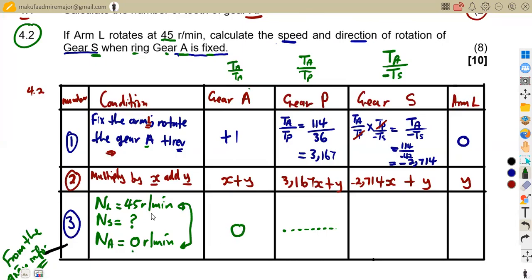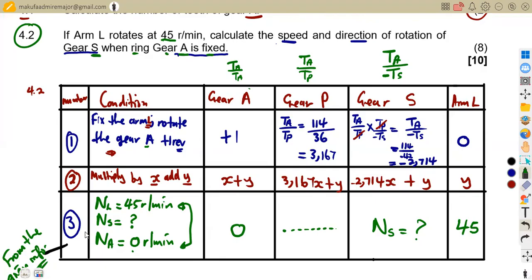All right. S, as we said, is the one that we want. Remember, S is the one that we want. So we need the speed of S in this case. This is the one that we are supposed to calculate. What about L? L we have for the arm. They told us the arm is rotating at 45. So the arm here is at 45. That is how you answer this question.